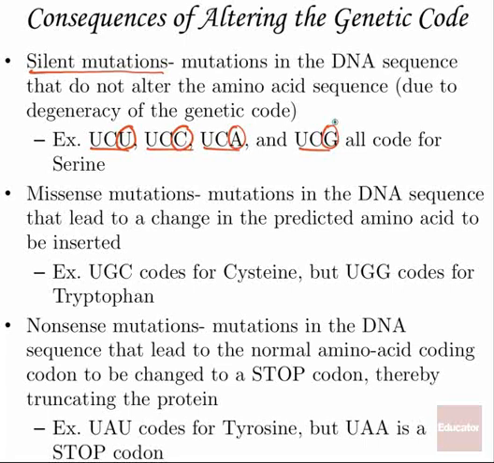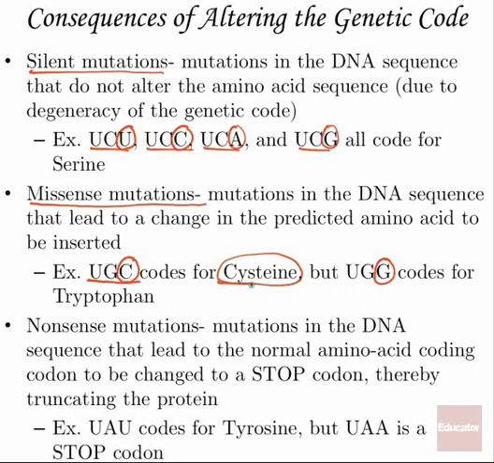Now, if we get what's called a missense mutation, that's a mutation in the DNA sequence that leads to a change in the predicted amino acid sequence. So, for example, instead of a UGC that's supposed to be added, there's some sort of mutation, and we actually have a G present instead of a C in that 3rd triplet base. That changes the cysteine to a tryptophan. So maybe we were supposed to be making a disulfide bond using our cysteines in the protein, but now we no longer have that ability. So that can be detrimental.